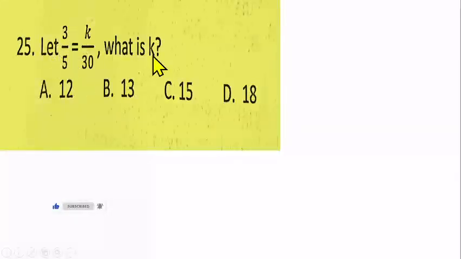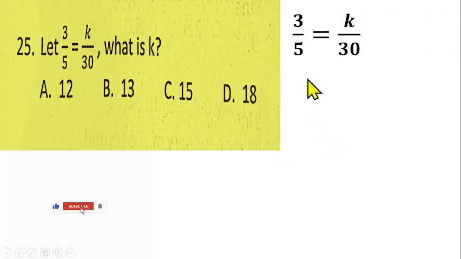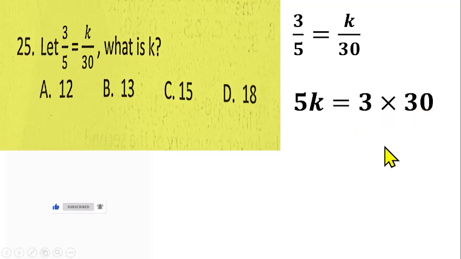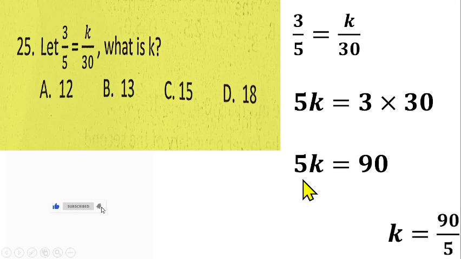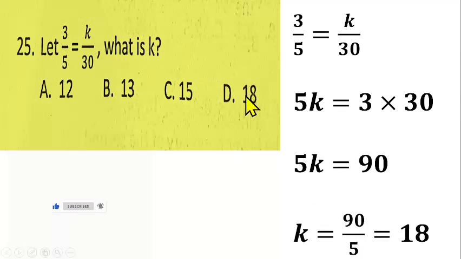Question number 25, we have to find k if 3 over 5 is equal to k over 30. This is very simple. All you need to do is cross multiply. You have 5k equals 3 times 30. That will give us 5k equals 90. Divide both sides by 5, k will be 18, which is option D.